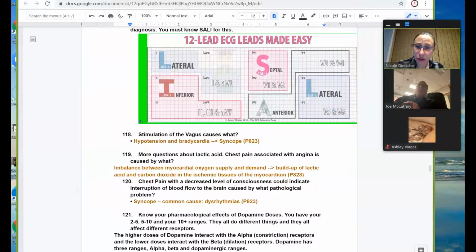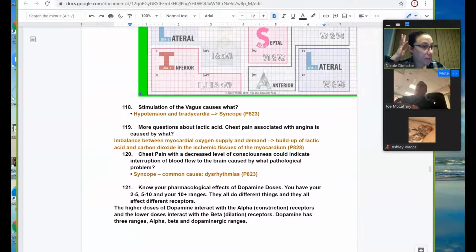Okay, vagus nerve. Go ahead. When you say to know the blocks, are you talking about bundle branches as well? No, just first degree, second degree, and third degree. Make sure you have those down. And what's your cutoff for the difference between a sinus rhythm and a sinus rhythm with a first degree block?